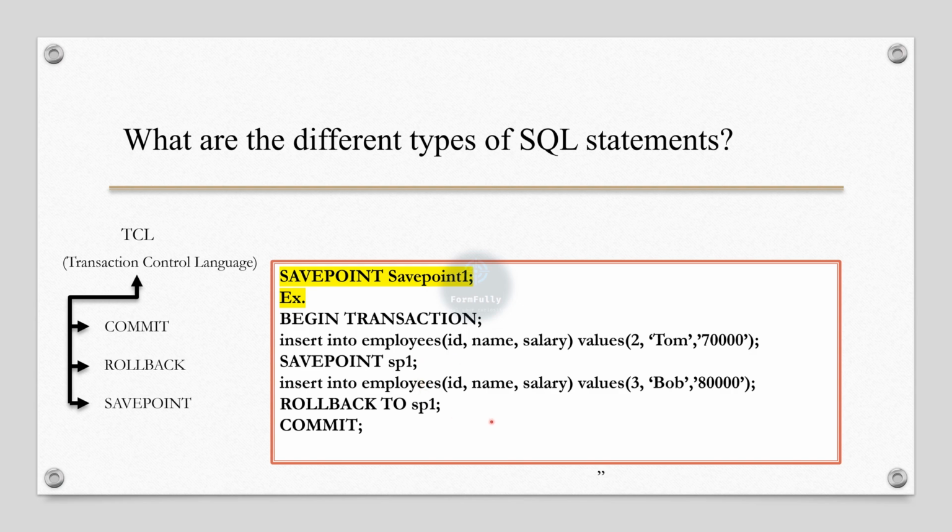What happens here? The insertion of Bob is undone because it occurred after savepoint SP1. And the insertion of Tom remains the same because it occurred before SP1. The database is now in the state it was in at the time SP1 was created, with Tom's record present but Bob's record removed. After rollback to SP1, we used the COMMIT statement. This command finalizes the transaction, making all changes permanent. Since you rolled back to SP1, only the changes made before SP1 will be committed.